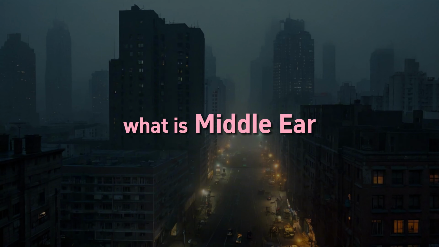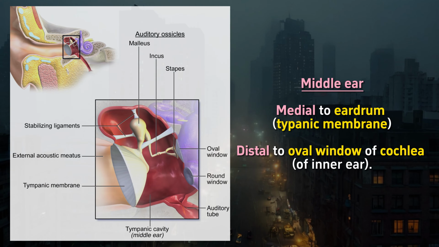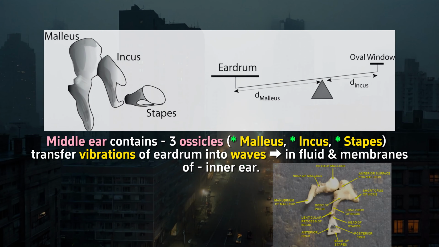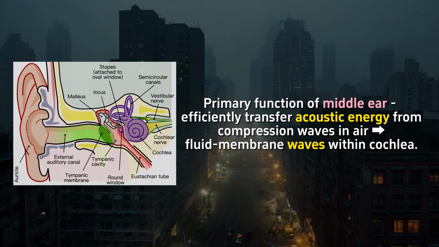What is the middle ear? The middle ear is the portion of the ear medial to the eardrum and distal to the oval window of the cochlea of the inner ear. The middle ear contains three ossicles, malleus, incus, and stapes, which transfer the vibrations of the eardrum into waves in the fluid and membranes of the inner ear. The primary function of the middle ear is to efficiently transfer acoustic energy from compression waves in air to fluid membrane waves within the cochlea.